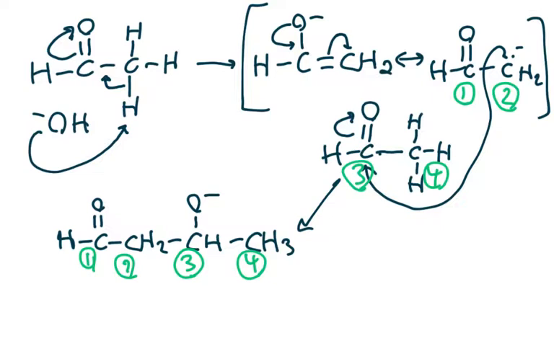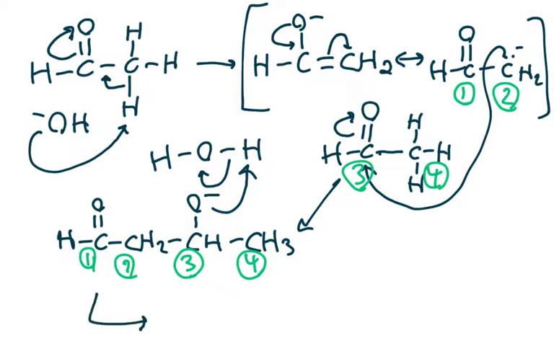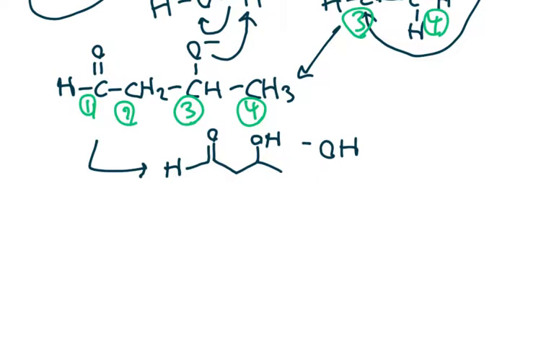Okay, one more step. We made water here in this first step. So in this last step, what we're going to do is regenerate our base catalyst by taking a proton. And so this is going to make our product and OH minus. And there's also a secret second part of this, dehydration.